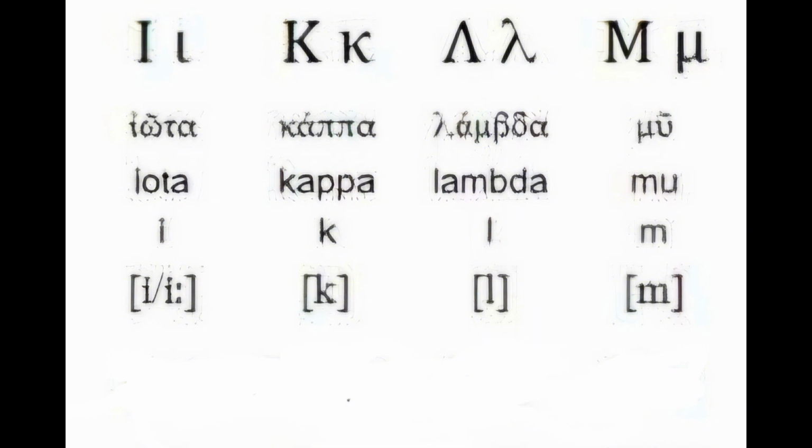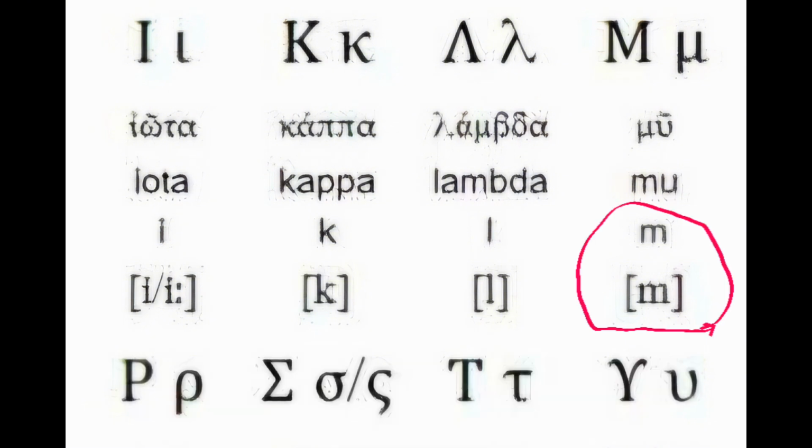The capital letter mu is recognizable as similar to our English capital M, but the lowercase is a letter shape we'll just have to learn. It's spelled mu, upsilon, or it would be mu. And of course, it gets the sound M.